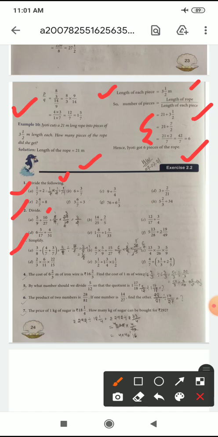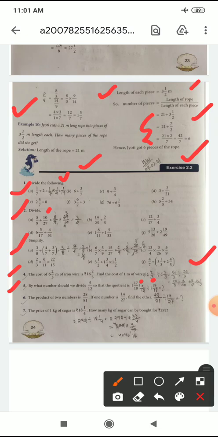Okay children. Then comes number 4. The cost of 6 whole 2 by 3 meter of iron wire is 16 whole 2 by 3 rupees. Find the cost of 1 meter of wire. So children, here we divide 16 whole 2 by 3 divided by 6 whole 2 by 3, like this. Then comes number 5. By what number should we divide 5 by 12 so that the quotient is 1 whole 17 by 18? So children, very easy, we just divide these two numbers, then we get our answer.